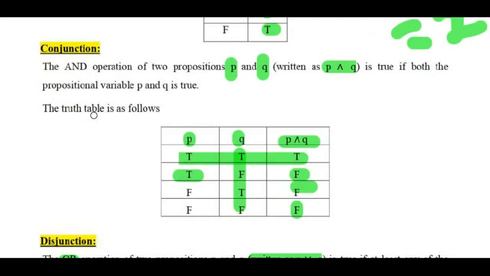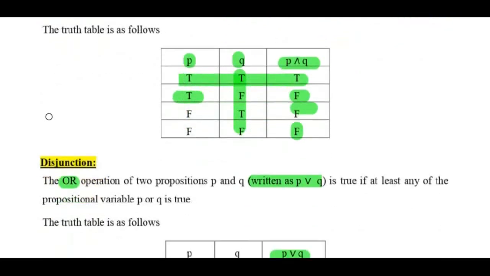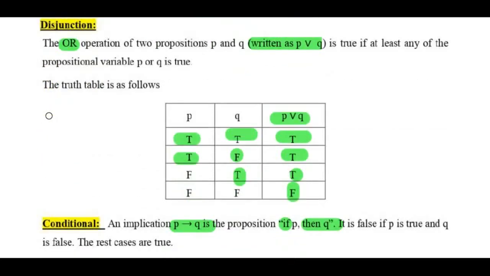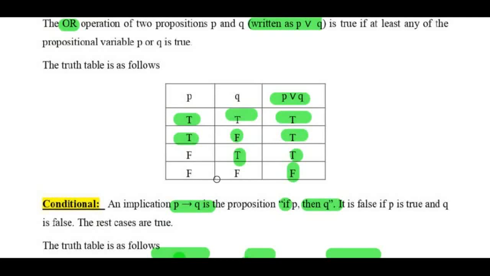Next one, conjunction. The conjunction connective is where both statements are true, you get P and Q is true. The rest of the cases are false. The third connective is the disjunction connective. The disjunction connective is where at least one statement is true, then P or Q is true. Here you see, if at least one is true, you get true. If both are false, then false.